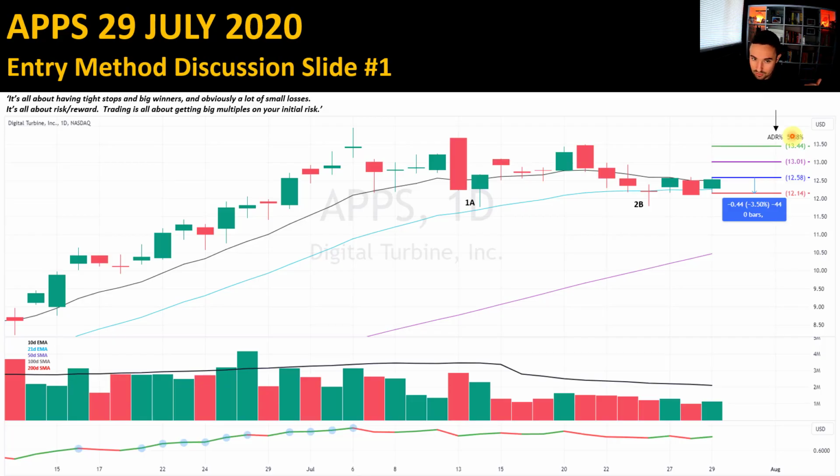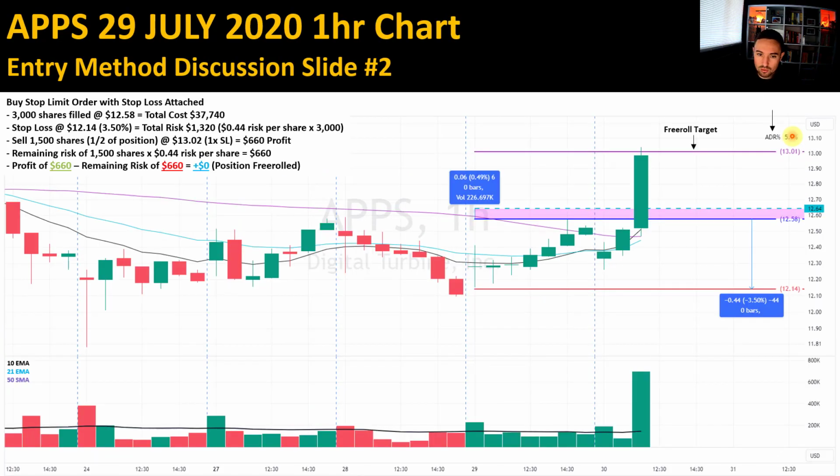So again, we could use opening range breakouts. We could use a buy stop limit order as well. So buy stop limit order on this one here, $12.58, and then going in here 0.5%. So the limit on the buy stop order, $12.64. Initial stop loss set below the low of that bar, 12.14. That'd be about 3.5% risk.